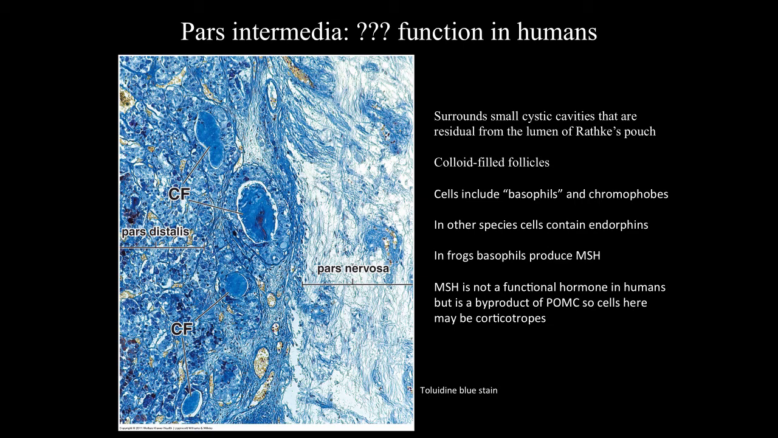In frogs, the basophils produce melanocyte-stimulating hormone. Melanocyte-stimulating hormone is not thought to be a functional hormone in humans. It is a byproduct of POMC, so it's thought that some of the cells that are in the pars intermedia in humans may be corticotrophs. You don't have to really worry about this particular stain. It's a toluidine blue stain. The take-home message from the point of view of humans is the pars intermedia: we don't really understand its function.